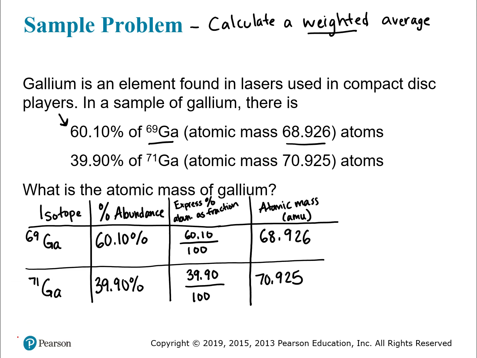What you want to do, and I'll show you what you write into your calculator, is you want to take the percent abundance expressed as a fraction and multiply that by the atomic mass. So for the gallium-69, you take the 68.926 and multiply that by 60.10 over 100. That's the first part for gallium-69.